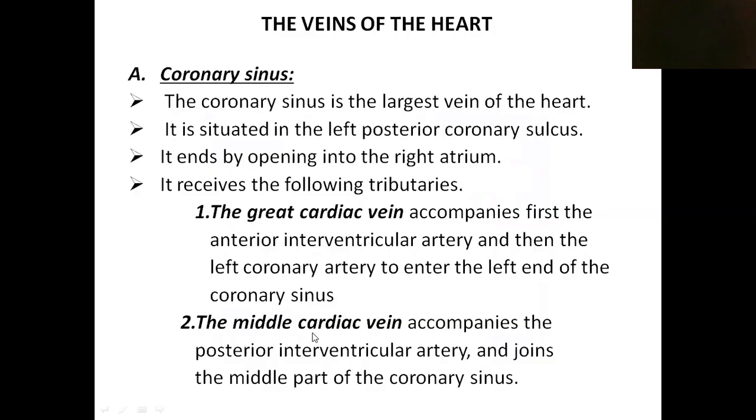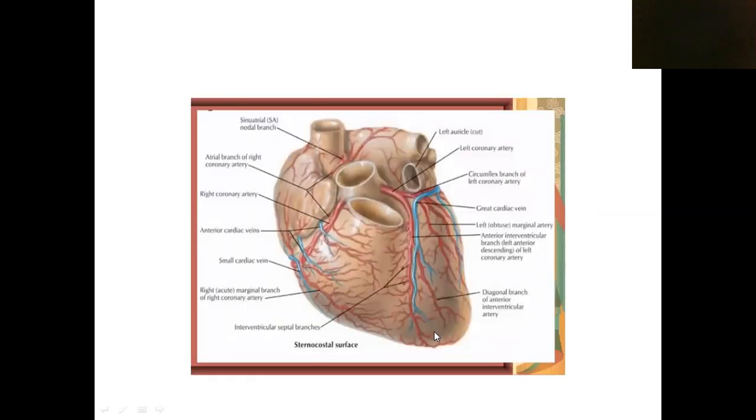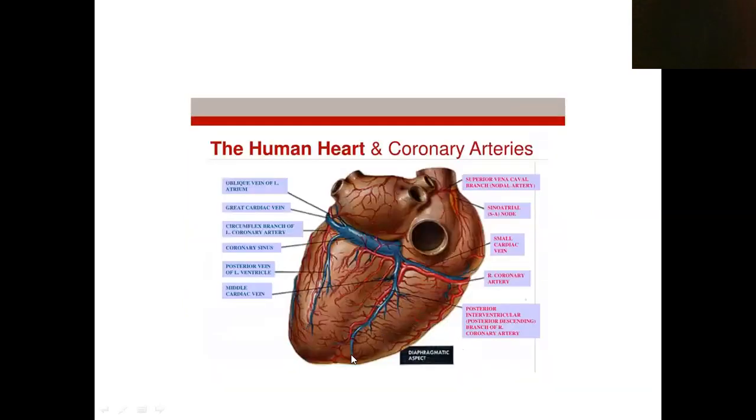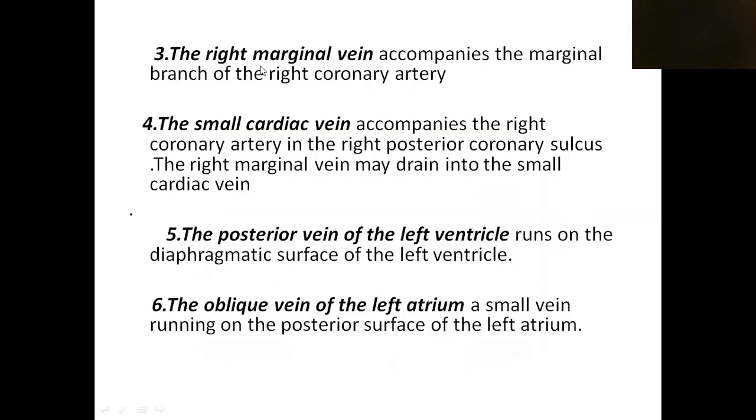Then the next one is the middle cardiac vein, which accompanies the posterior interventricular artery. So the first vein accompanies the anterior interventricular artery, and the second vein accompanies the posterior interventricular artery. This is the posterior interventricular artery, and along with that we can see another vein. This is the middle cardiac vein, which also opens into the coronary sinus. Okay, so two veins. Then the right marginal vein.